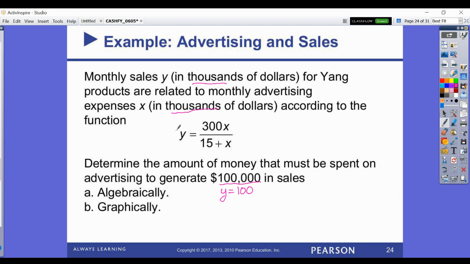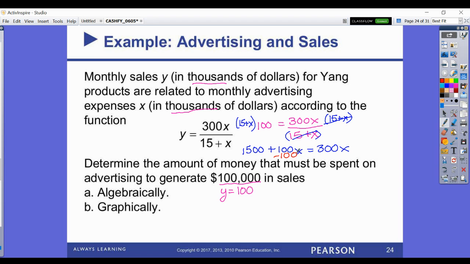So what they're asking for is when will Y equal 100? So to solve this algebraically, I just plug in a 100 right here for Y. And then we need to solve this problem. So just like the last one, find your common denominator. Well, I only have one denominator. It's 15 plus x. So I'm going to multiply this side by 15 plus x. And the good news is it will cancel. And I'm going to multiply this side by 15 plus x. And I have to actually do that. So 100 times 15 plus 100x equals 300x. And then we just finished solving our equation.